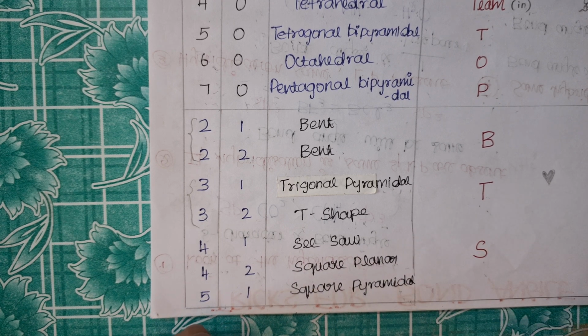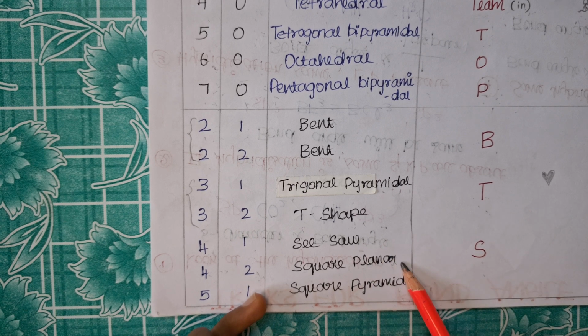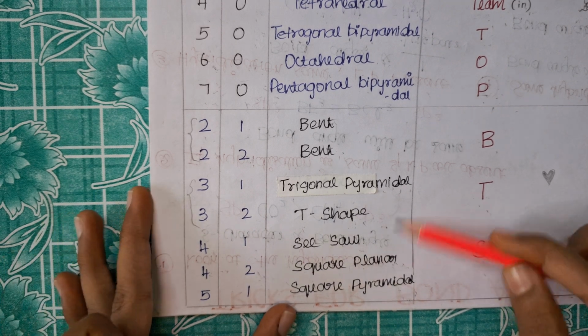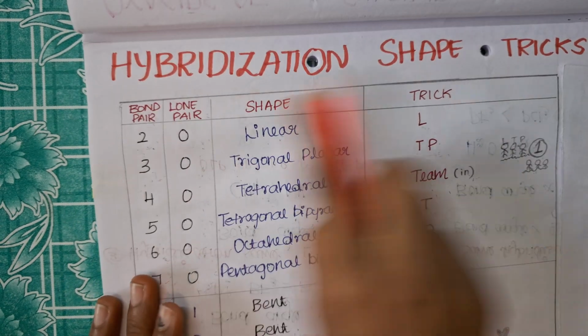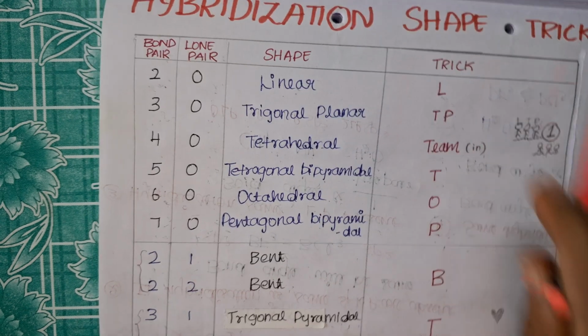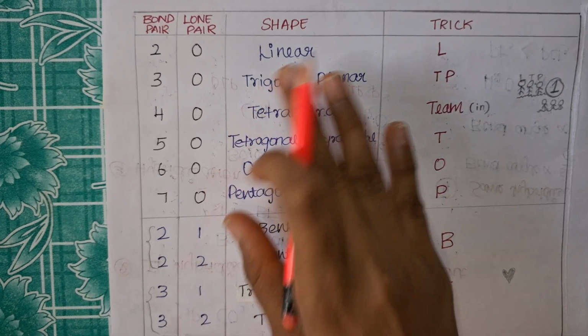Remember the length. Seesaw, square planar, square pyramidal. It is in ascending order, right? This is smaller, this is a little bit larger, this is larger than this. I mean the words, the number of letters it is containing. So write it in that order, so it will be easy. So I hope till this we are clear how to remember the shape, okay. Now we will just write it down anywhere, so at last it will be easier for you to revise at a glance, okay.